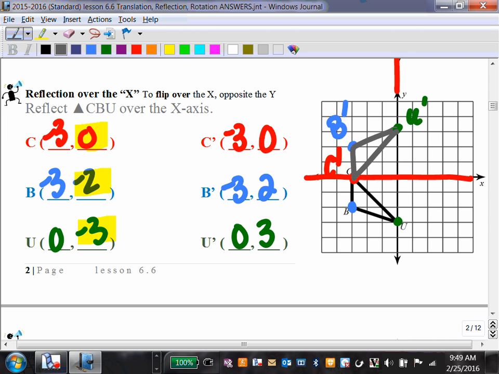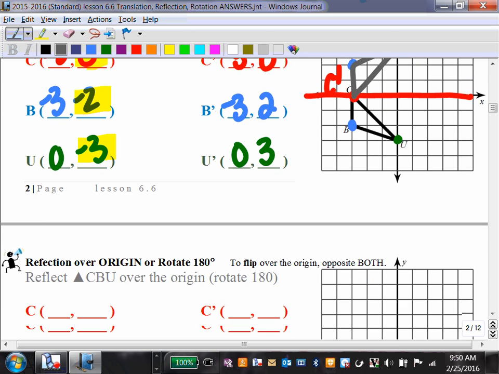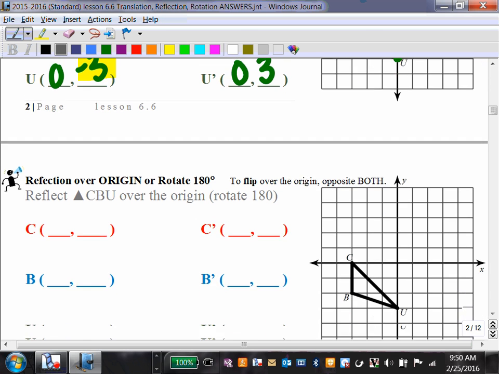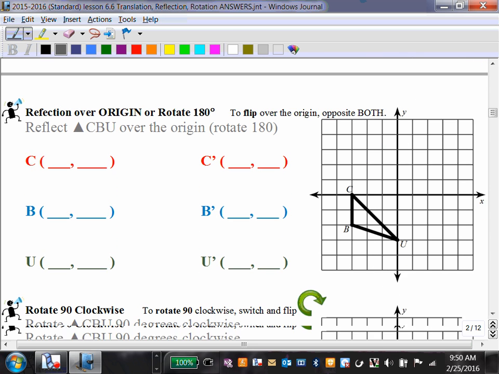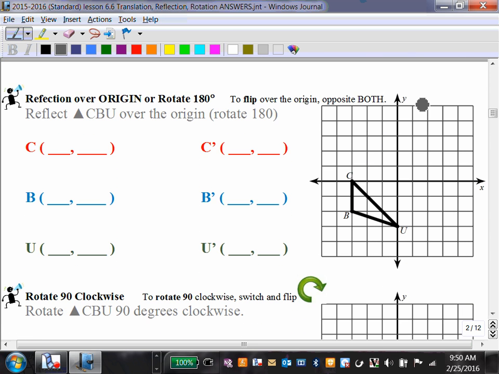Turn the page. Now this one, I need you to see that this is the same thing. It says reflection over the origin or rotate 180. Ready? Put a dot at the origin. Now draw an arrow straight through the origin. That's what we reflect across the origin. We're going to take that shape and flip it across 0, 0.